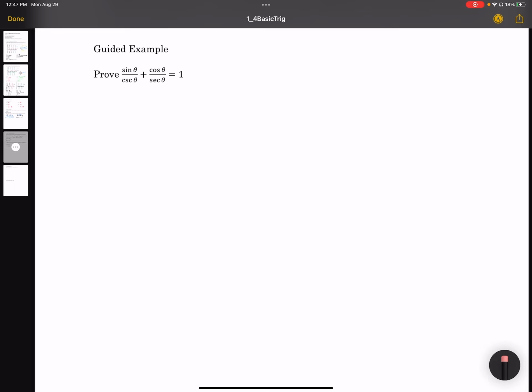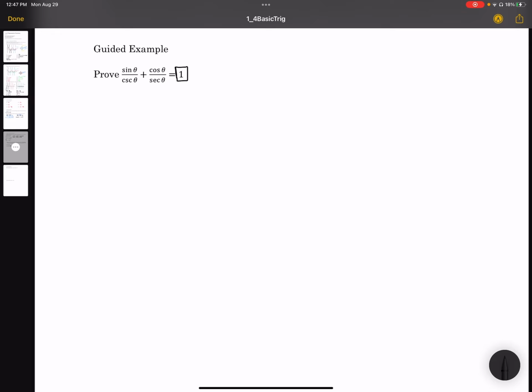So in this case, we're going to put the 1 in a box, which means that we're not going to change the 1. This is going to be fixed, and we're going to work this side. So we're going to work the left side. So the first thing we can do, and I recommend in general, is if you do not know where to start, turn everything into sine and cosine.